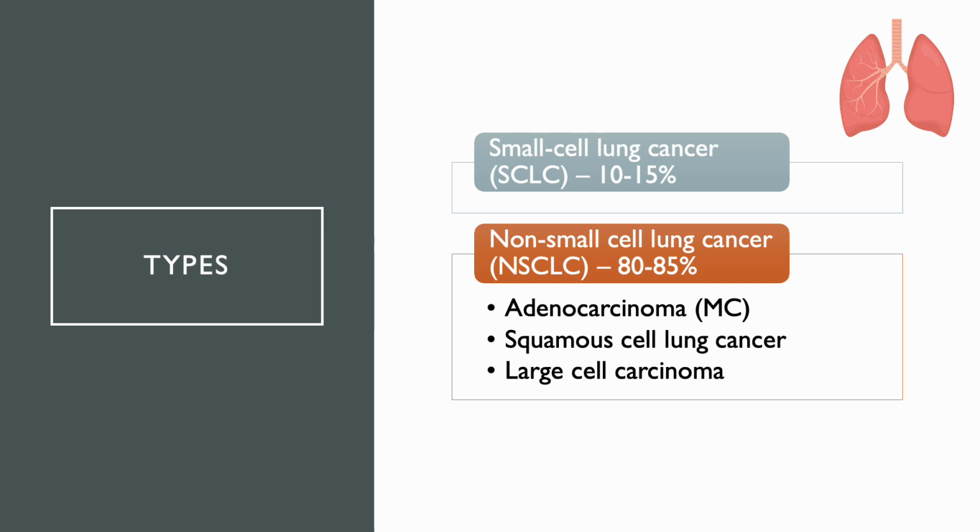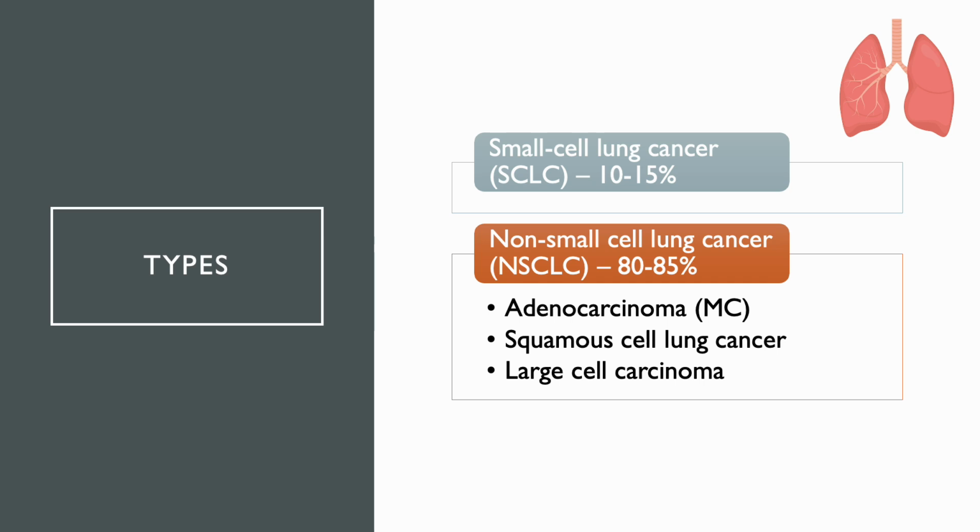So, lung cancer is divided into two subgroups: small cell lung cancer, which accounts for 10 to 15%, and non-small cell lung cancer, which accounts for 80 to 85%. Within non-small cell lung cancer, it's divided into three additional subgroups: adenocarcinoma, which is the most common one, squamous cell lung cancer, and large cell carcinoma.